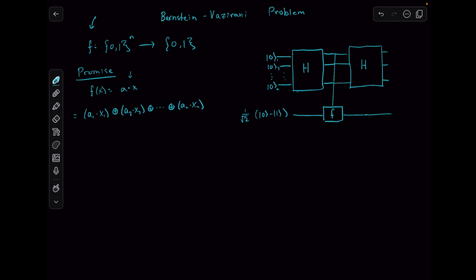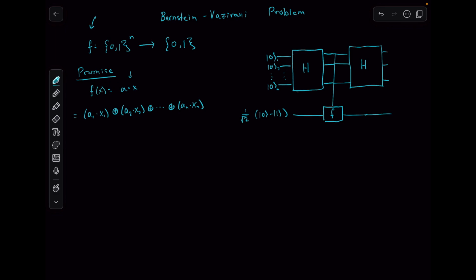And what that looks like is you take each individual bit of a and x, and you multiply them together, and then you XOR the result. So this doesn't denote normal multiplication. It's this binary scalar product that we have, and that's why it only returns 0 or 1. So the goal here is, how many invocations of f do we need to determine our hidden bit string a?